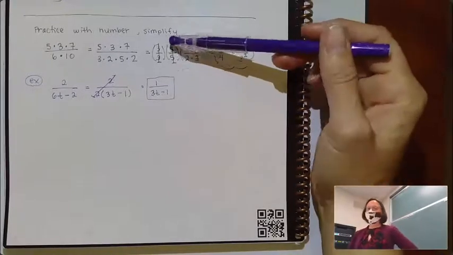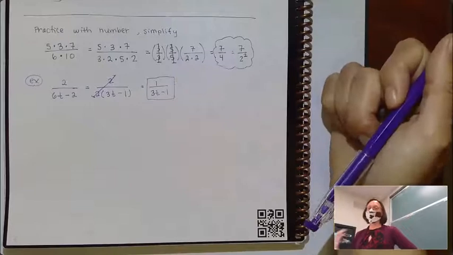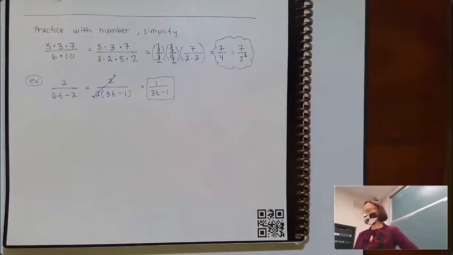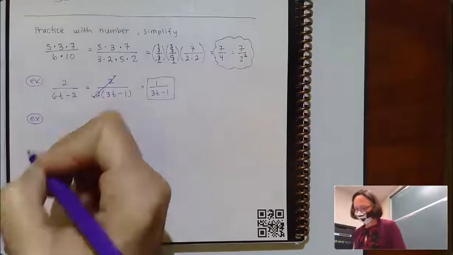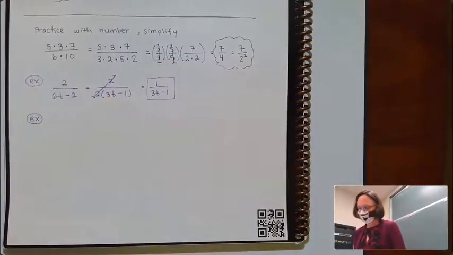I'm always looking to find a 1. I'm looking for that multiplication by 1. Okay, I'm going to give you all one. And how messy should I make it?